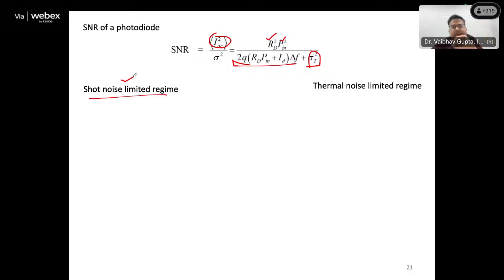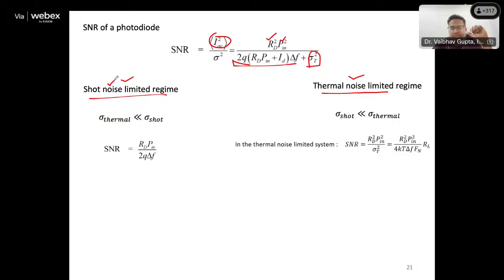But in general, a diode can have two regimes, right? One is the shot noise limited regime and the second is the thermal noise limited regime. As the name itself suggests, thermal noise is limiting the system. So thermal noise is too much and we cannot overcome the thermal noise, and that is limiting our system. That is called the thermal noise limited system. Similarly, here the shot noise will be more, or it will be limiting us to measure something. So that is called the shot noise limited regime, right?